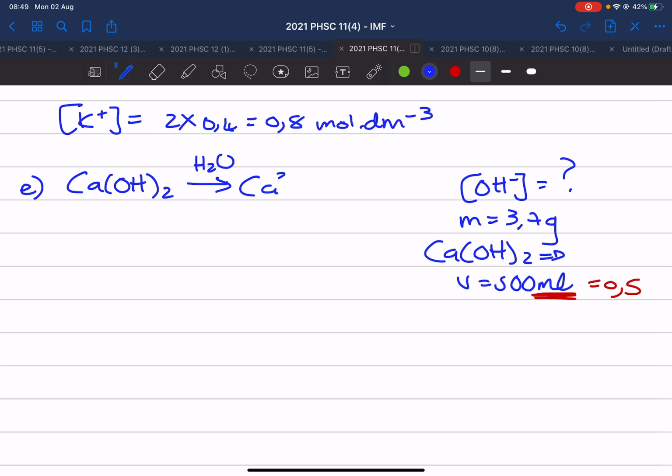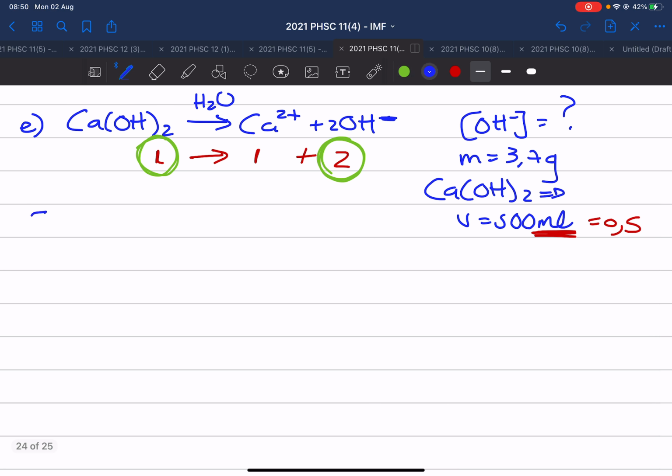Ma'am, how do we know that it dissociates? Because it is a metal, and because it is a salt, this thing is a salt. Okay, right, so you can see it. One calcium hydroxide molecule gives you 1 calcium ion and 2 hydroxide ions. So the ratio that we're interested in is the 1 to 2.